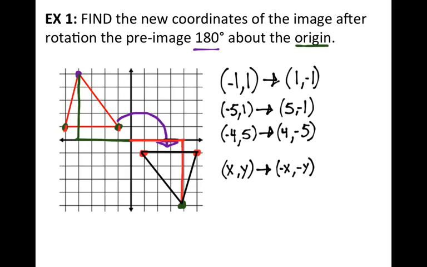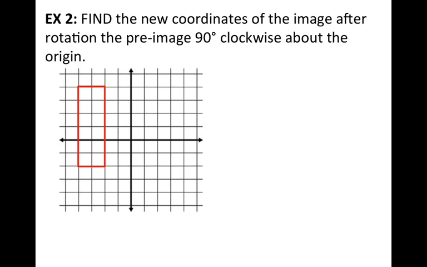Our next example goes over this rectangle, and we're going to rotate the pre-image 90 degrees clockwise, and it's about the origin. So some important things here: 90 degrees clockwise and the origin. That kind of helps us out, because it tells us what we're rotating around and the direction we're going.